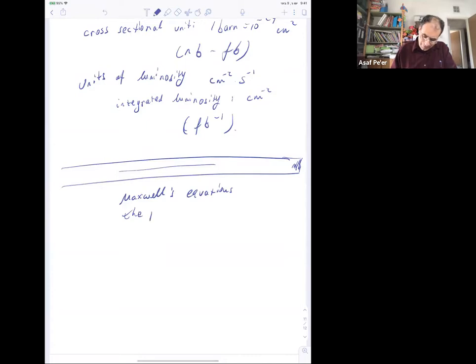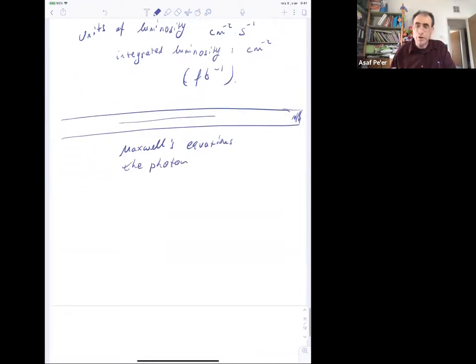The photon, and we will get to Klein-Gordon and Proca equations later on, but I don't think it will be this week. I'm actually sure it's going to be next week. The photons and Klein-Gordon equation.